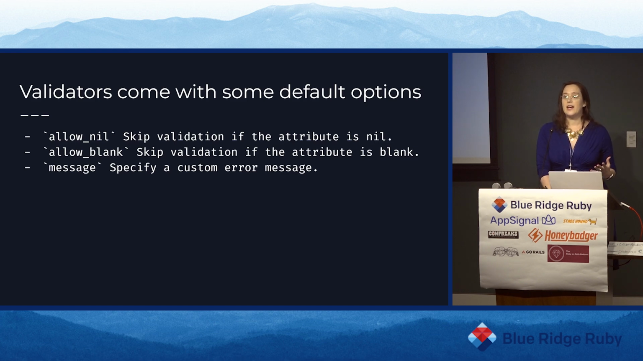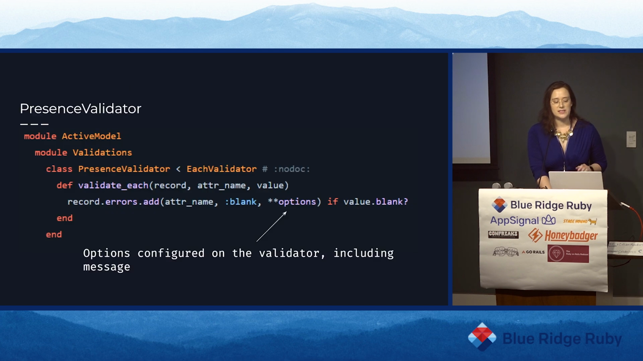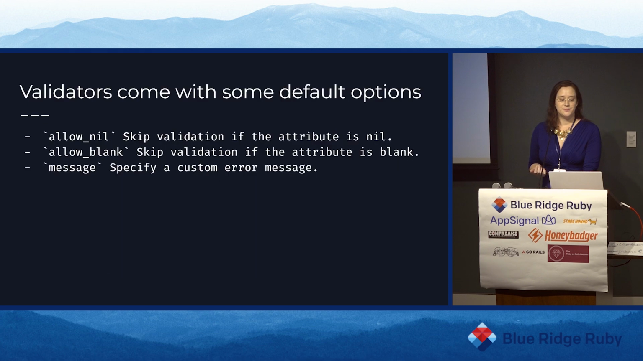This is going to specify a custom error message. If we go back to that implementation of the presence validator that we saw before, we can actually see that we have access to these options and that we're passing it into record errors add. This is how we're overwriting the message when we work with these errors. This is the entire implementation of the presence validator within Rails. And even though you don't see options passed in to validate each, you still have access to them because they're defined at a higher level on that ActiveModel EachValidator.